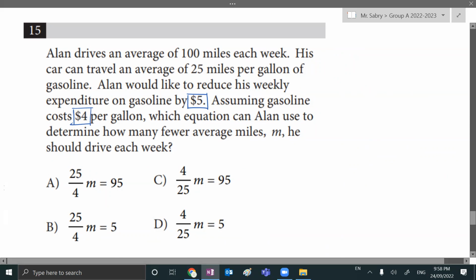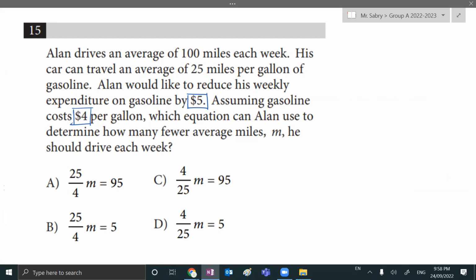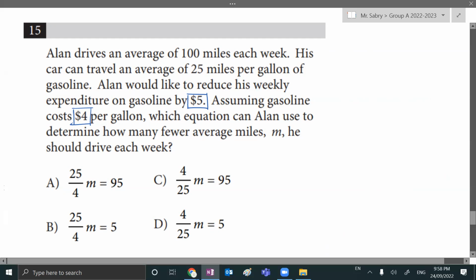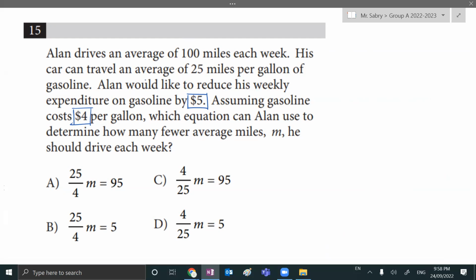Right. First of all, I'll try to get right now the cost of him running his car that long. I have a question, Mister. In questions like these, I understand how to do it, but without the calculator it gets hard, because when you do 25 divided by 4. Why is it divided by 4? Because he basically gets 25 miles per gallon and he spends $4 on a gallon.